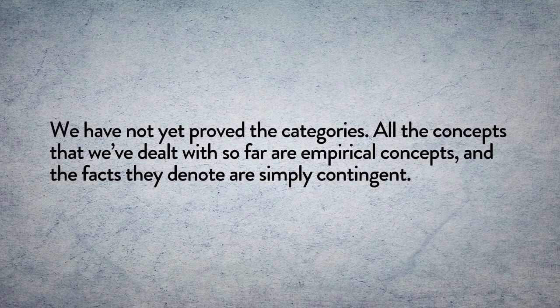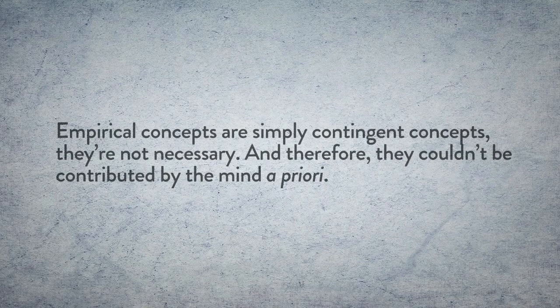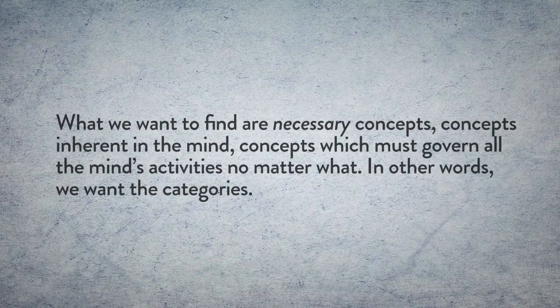Why not? Well, because all the concepts that we've dealt with so far, like knock, house, face, etc., are empirical concepts, says Kant. And the facts they denote are simply contingent. According to Kant, as we've said, that kind of thing, houses, knocks, etc., are simply contingent. There could very well be a world without houses, without knocks, without people. And therefore, the concepts in those cases are simply contingent concepts. They're not necessary. And therefore, they couldn't be contributed by the mind a priori. The mind only contributes a priori something which is necessary, remember. So what we want to find are necessary concepts, concepts inherent in the mind, concepts which must govern all the mind's activities, no matter what. In other words, we want the categories. How would we get them?